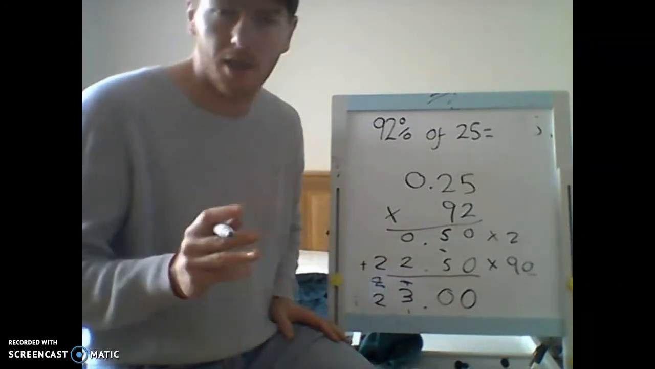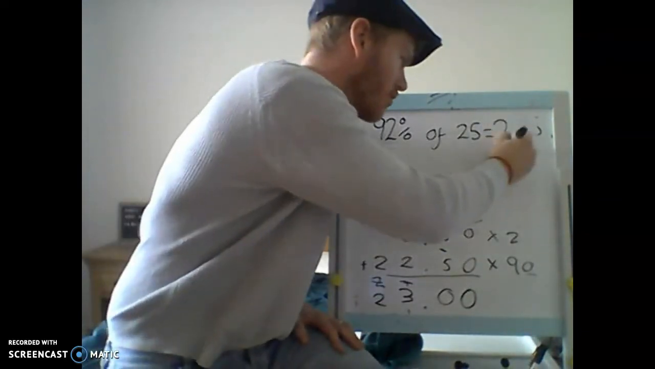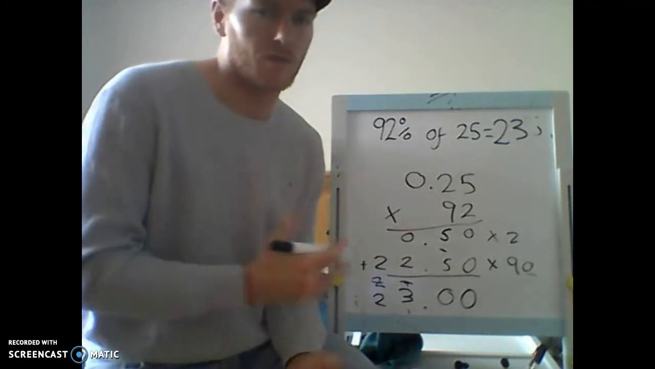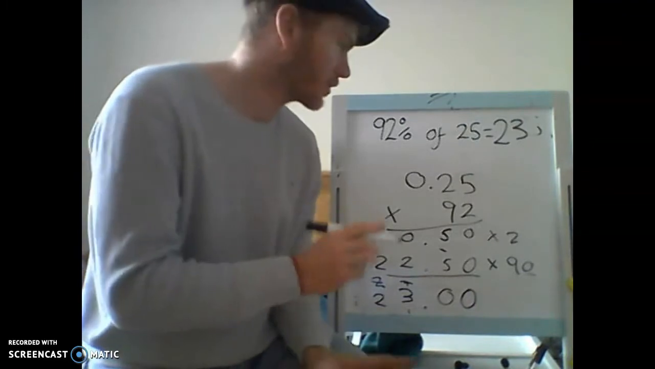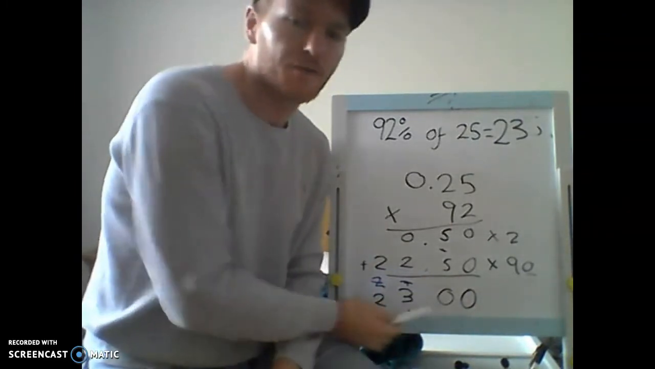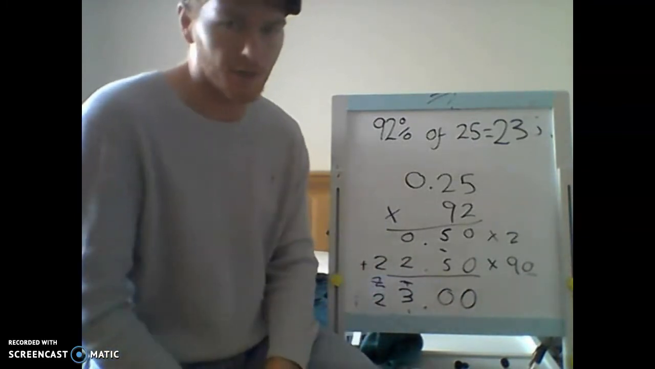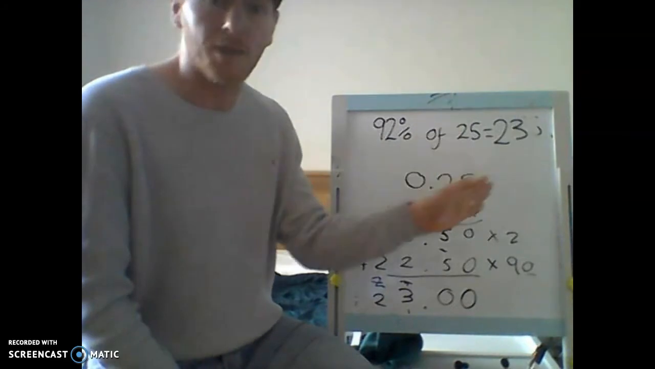Now, when anything after the decimal point is 0, I can get rid of it. So actually my answer is 23. But if, for example, you were in a test and you put 23.00, you might not necessarily get that right. It might be absolutely fine because technically it's right. But just remember that after the decimal place, any zeros after that, you don't need. So my answer for 92% of 25 is 23.